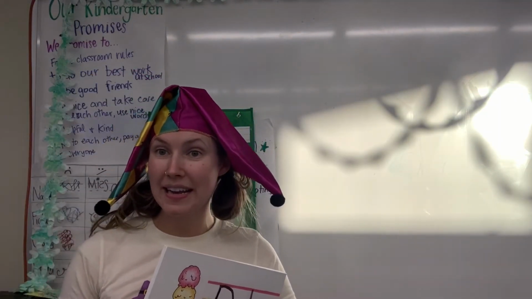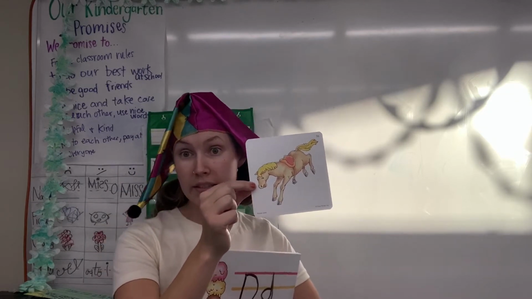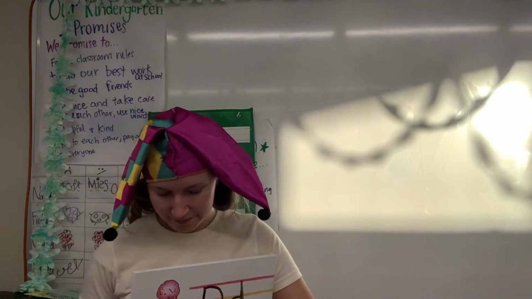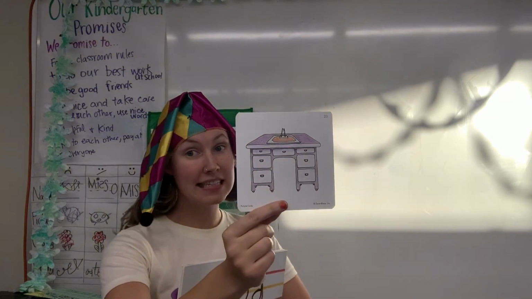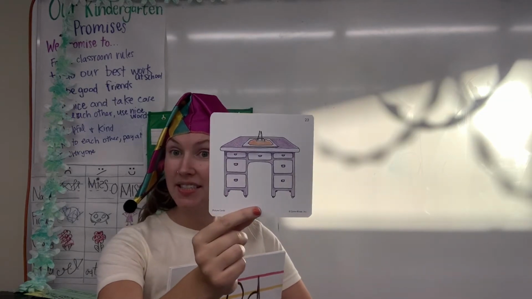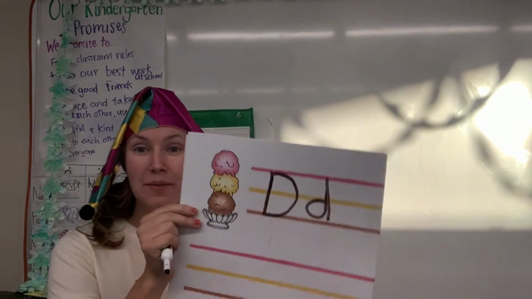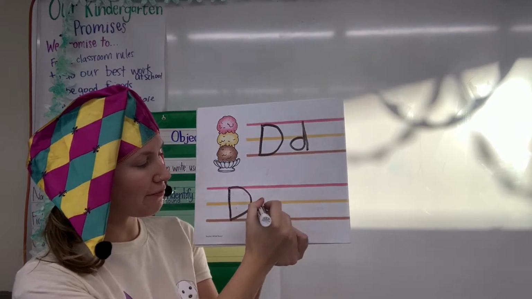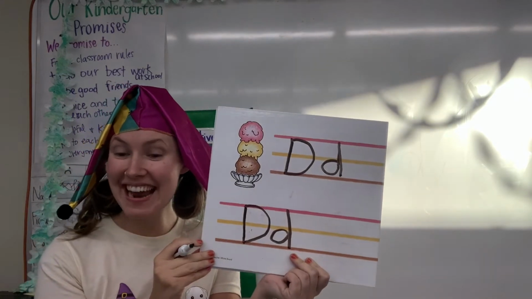Now your next word is horse. Does horse begin with a D sound? No, it does not, so we're not going to write a letter D. Desk. Does desk begin with a D sound? It does! So let's write another uppercase and lowercase d, really warming up our hands. Very nice. Let's hear another one.